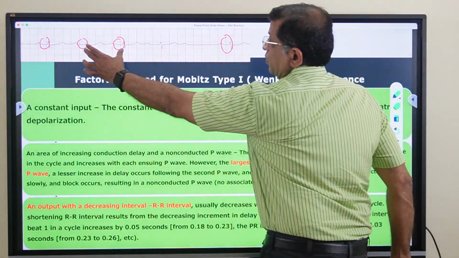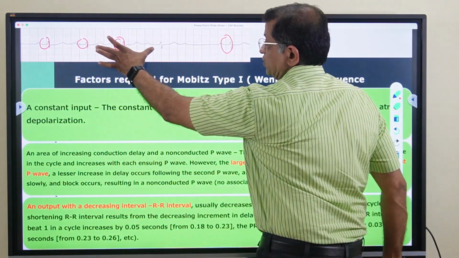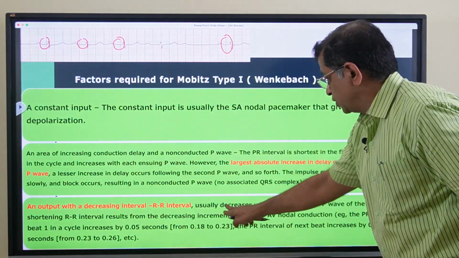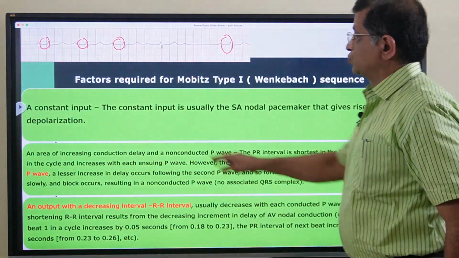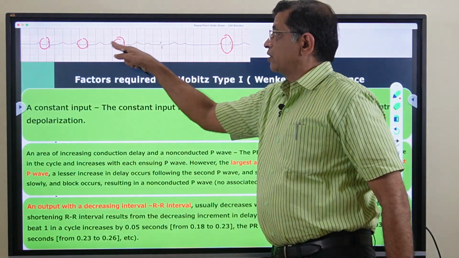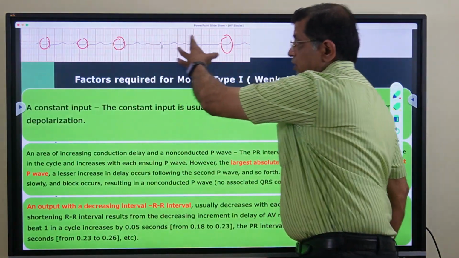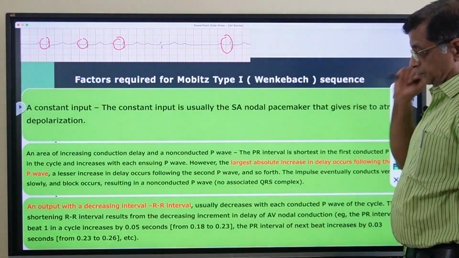Because the delay goes on increasing, you have a clustering of RR. So the output is a decreasing RR interval; usually the RR interval decreases with each conducted P wave. Because there is less and less incremental delay, this RR interval tends to decrease. Still, there is a loss of conduction.